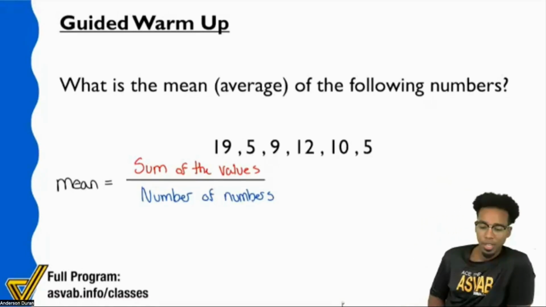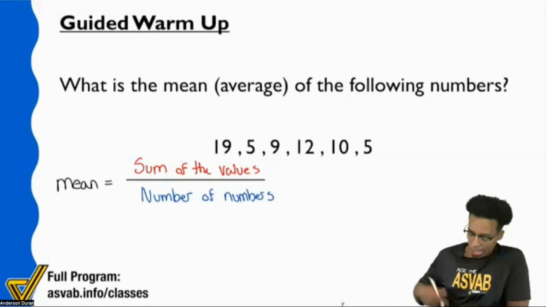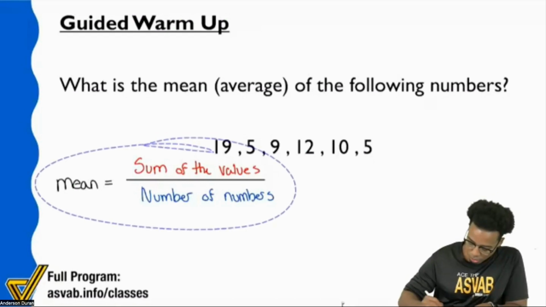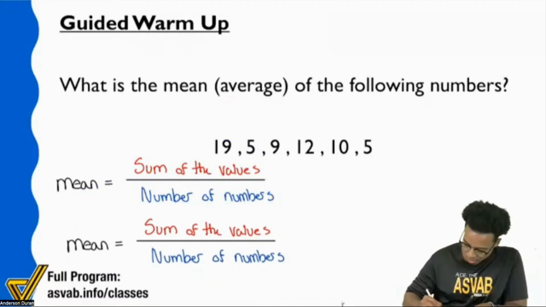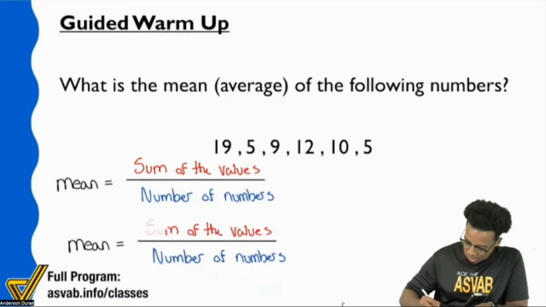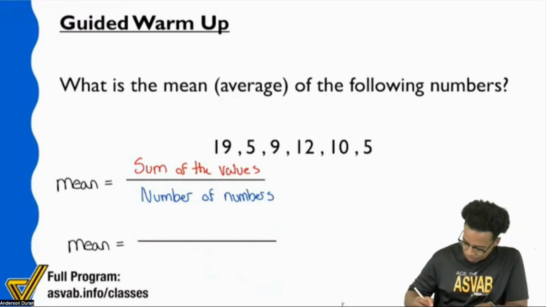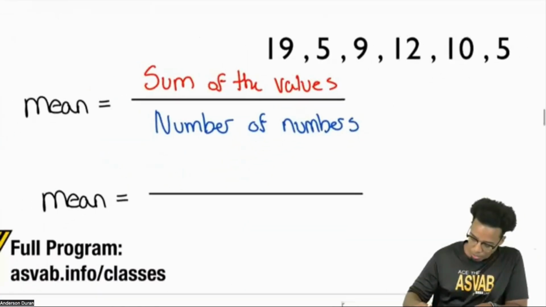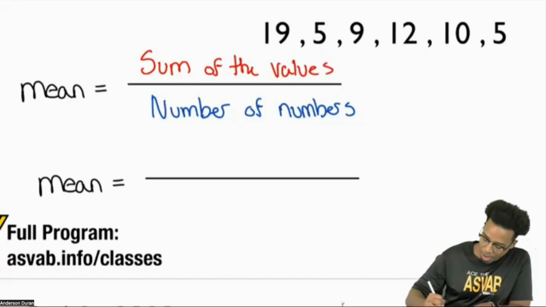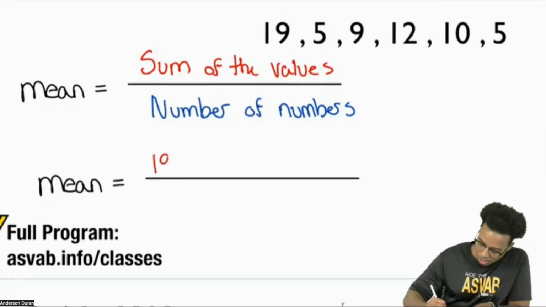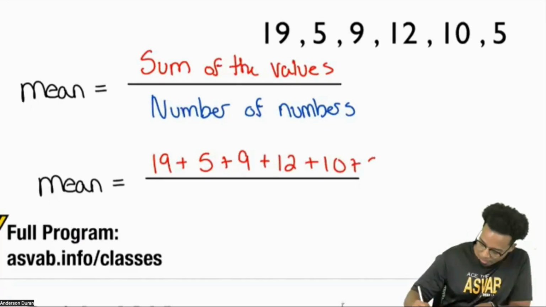I got you. So let's go ahead here. Let's get some work done. Let me go ahead and just copy and paste this right over here. That way we can just go ahead and put everything in. So here we go. Everybody in red, what we're going to do essentially is this. The sum of the values, is it true that we're going to say, hey, 19 plus 5 plus 9 plus 12 plus 10 plus 5, right? That's what we'll do.